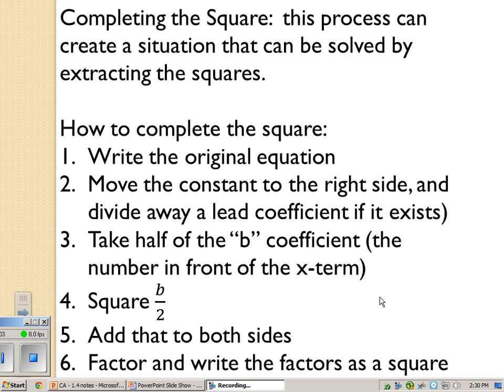Step 3, take half of the b coefficient. Now remember, the b coefficient is the number attached to the x term. You're going to square that. So you've taken half of b and now you're going to square it, and you're going to add that to both sides. Then factor and write the factors as a square. So a lot of steps there, a lot of language there. Let's take a look at an example and see if we can make it make a little bit more sense.